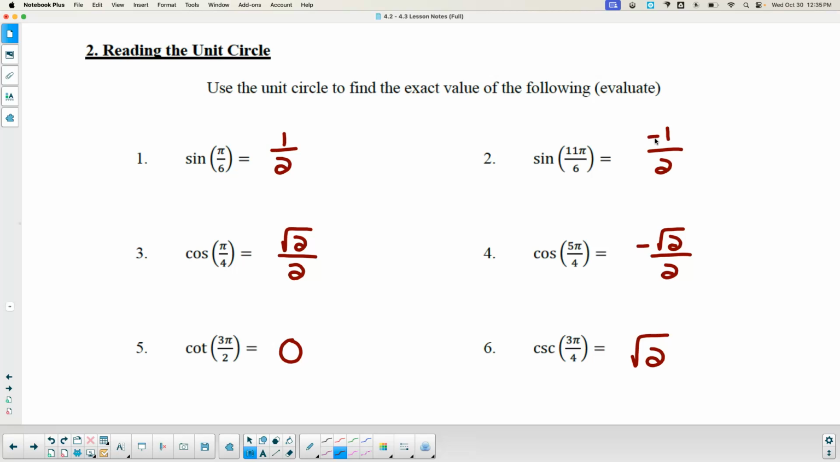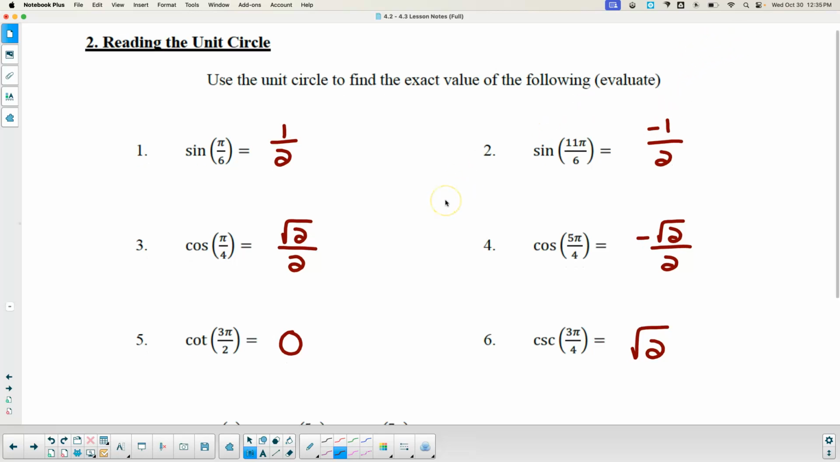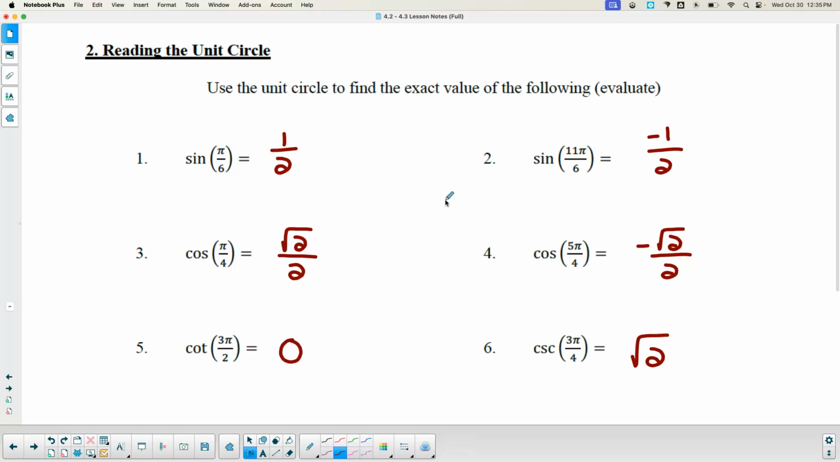Let's break this down. Okay, so we've got the cosecant at 3 pi over 4, right? Cosecant is what? 1 over y, right? Okay, so at 3 pi over 4, my y value is root 2 over 2. Okay? So this is going to be 1 over root 2 over 2. Right? Keep, change, flip, or just reciprocal would make that be 2 over the square root of 2.